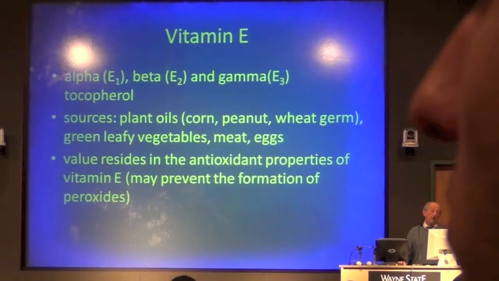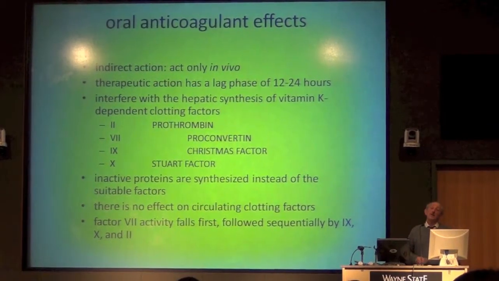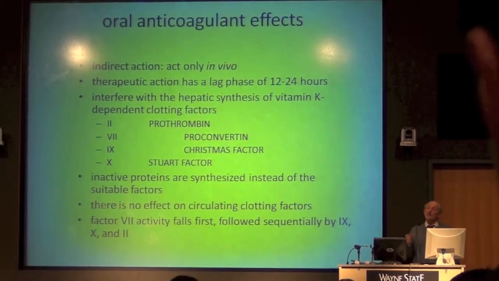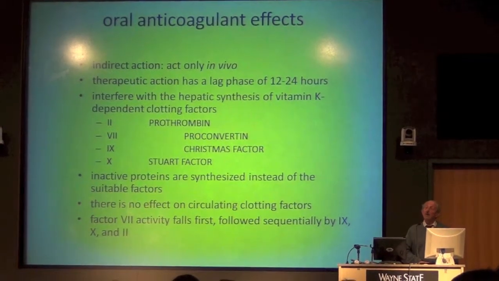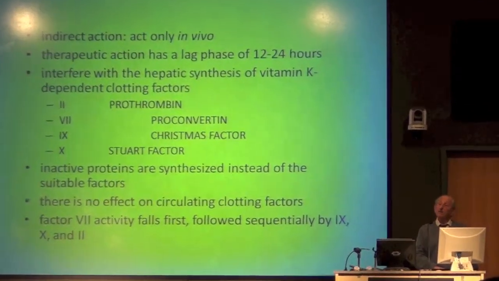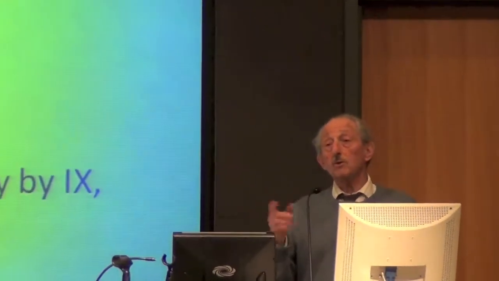And one of the problems with the newer anticoagulants that have been put on the market, the thrombin inhibitors and the 10A inhibitors, is that there's no antidote. So if you overdose one of those patients with Pradaxa or some of these other drugs, vitamin K will not work.